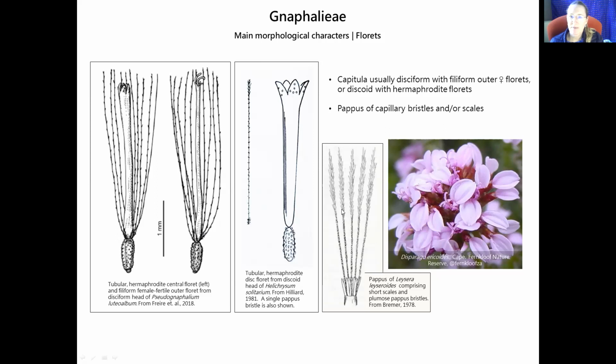And the pappus comprises capillary bristles and scales, or just bristles or just scales. And the bristles can be nude to barbellate to plumose, or long plumose all along the length. And the scales are various sizes, and there are varying degrees of fusion of the scales when they're present.